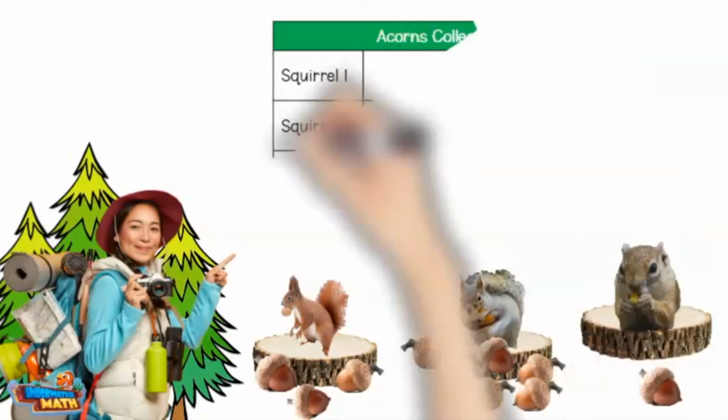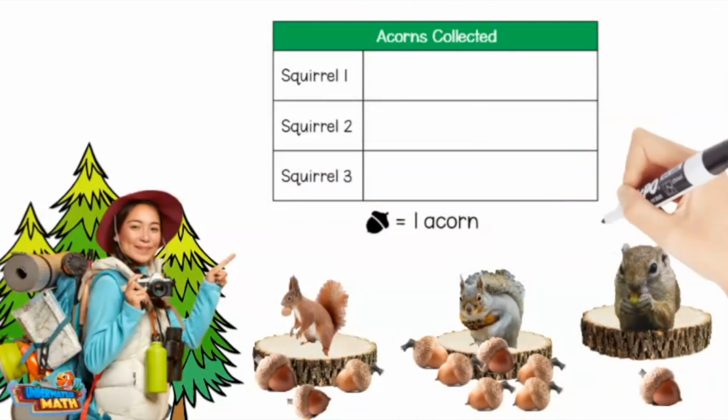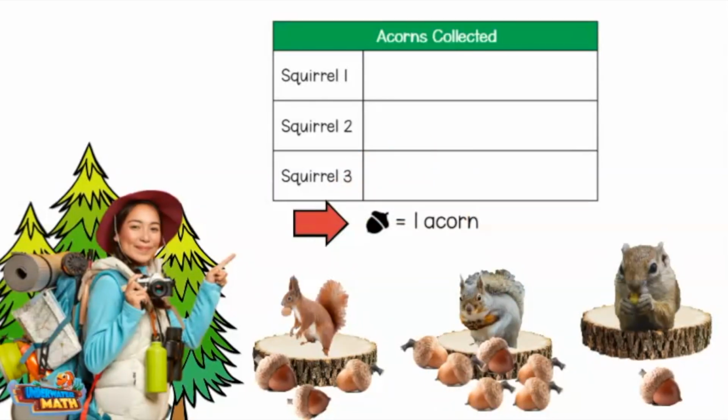What do we have over here? Squirrels with a collection of acorns. I want to use a pictograph to represent the number of acorns each squirrel gathered. I give the pictograph the title of acorns collected. Then write squirrel 1, squirrel 2, and squirrel 3. The key or legend of the pictograph shows that each image of the acorn represents 1 acorn.